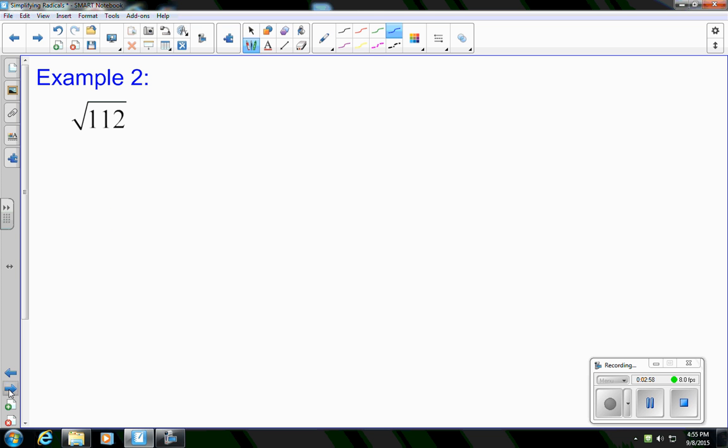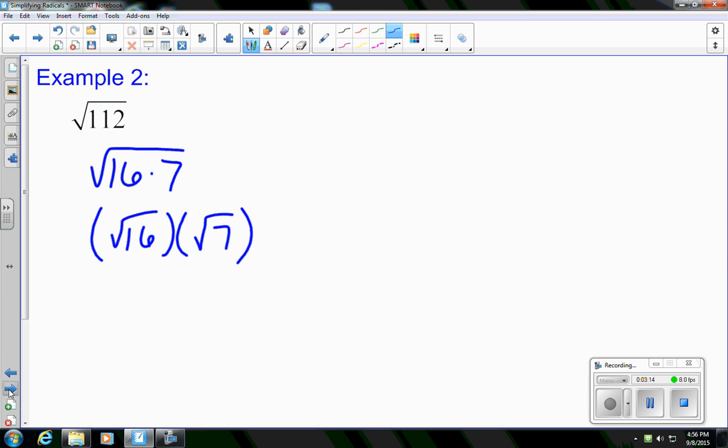Example 2. The square root of 112. The largest perfect square that divides in evenly once again is 16 times 7. Give each number its own radical. So I have the square root of 16 times the square root of 7. Once again, the square root of 16 simplifies to 4. So I have 4, and we can't simplify radical 7. So 4 radical 7 is our final answer.